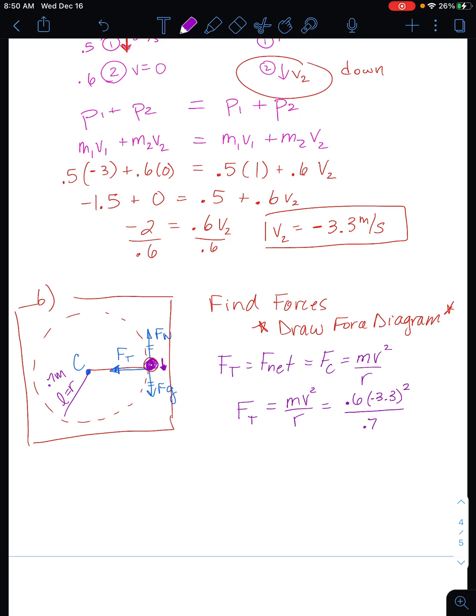So now I just have to do 3.3 squared, which looks like 10.89 times 0.6 divided by 0.7. And so I get that my force of tension, or my centripetal force, is 9.3 newtons.